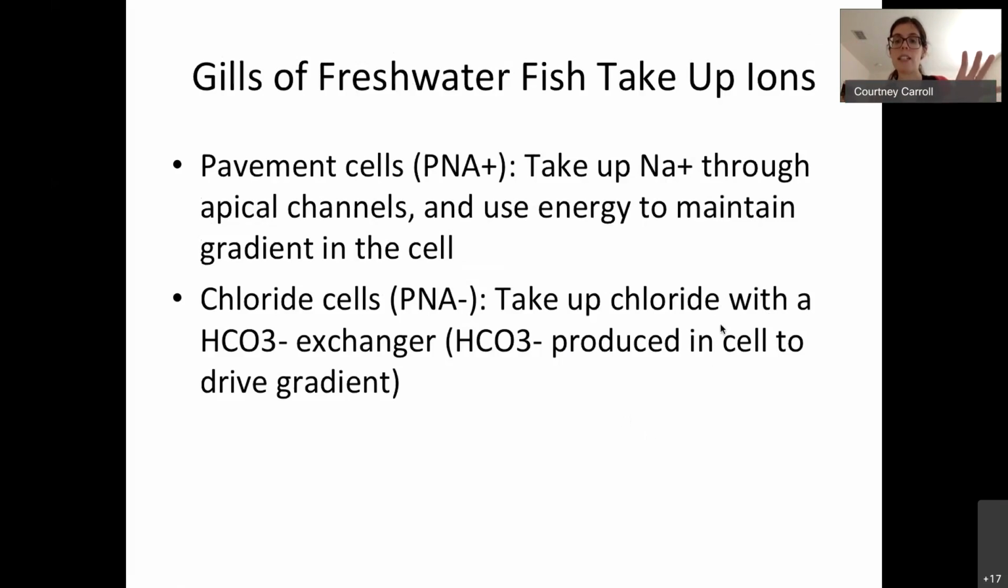Whenever you look at the diagram I'm about to show you for the cells, you want to keep in mind what is driving the movement of these salts. So what is providing the energy? Is it actual ATP? Is it the gradient of some other salt or solute? What is providing the energy source?